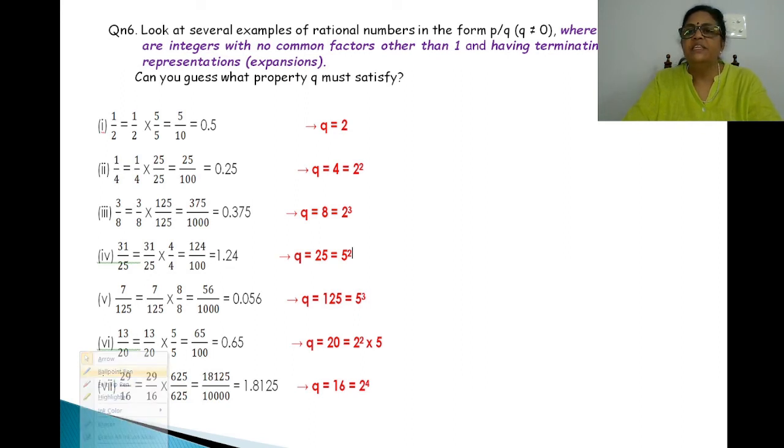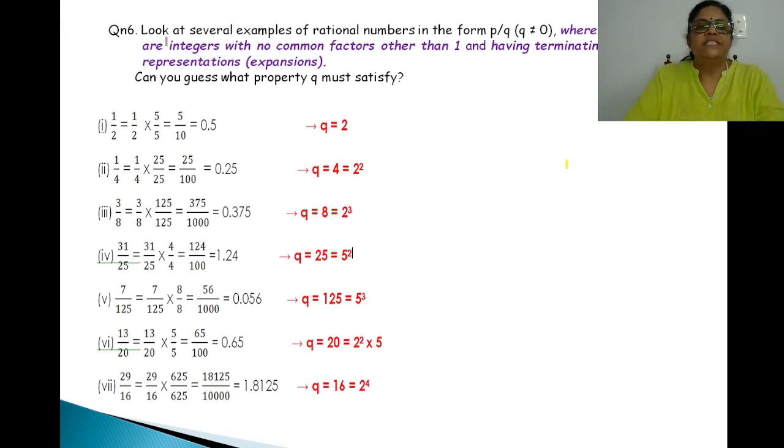But here I will write 20 divided by 25. Here 20 and 25 have common factor 5. 5 fours are 20, 5 fives are 25. But in the earlier examples, nowhere is there a common factor for numerator and denominator. P and Q do not have any common factor other than 1.